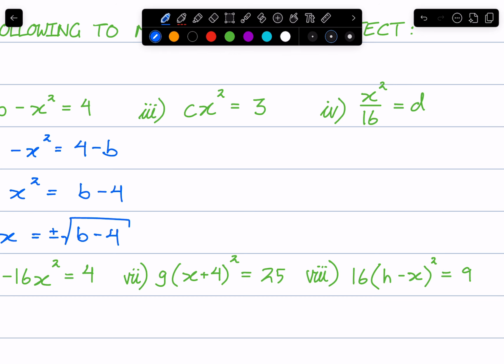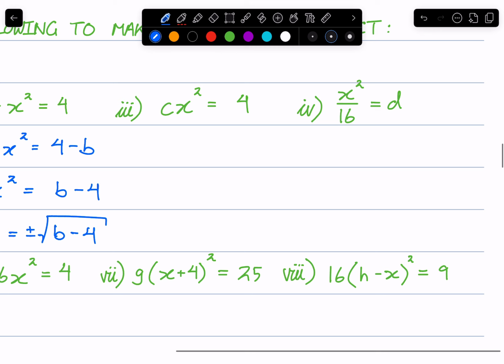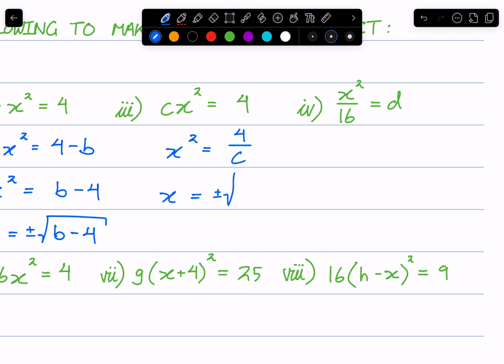So actually for this one, let's change this now just to really show. Let's say that this is 4, okay? So with this one, first we divide by c, like so. This becomes x squared equals 4 over c. Now when we take the square root, this becomes plus minus big square root 4 over c, like this.